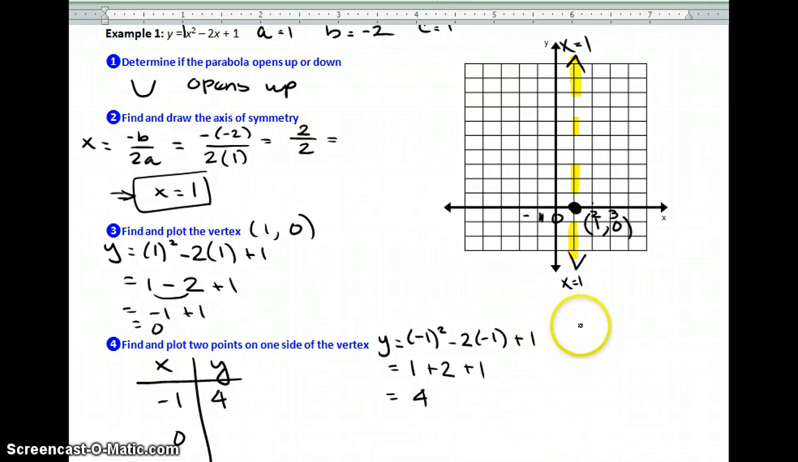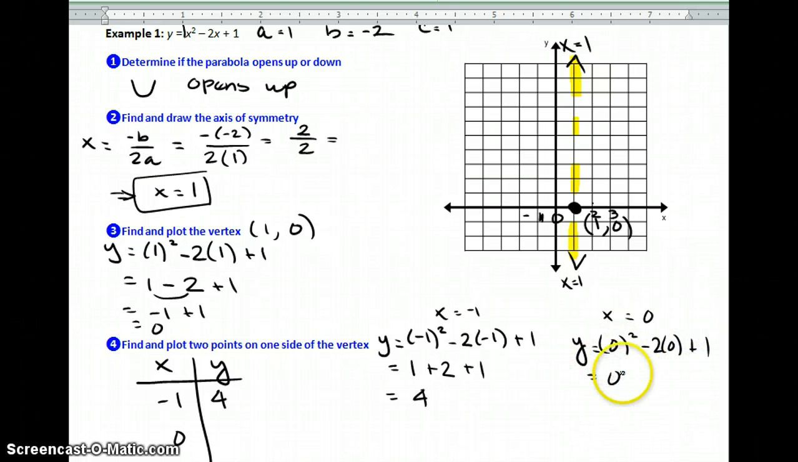And then I have to do the same thing for when x is equal to 0. So y is equal to 0 squared minus 2 times 0 plus 1. Well, 0 squared is 0, 2 times 0 is 0, plus 1 equals 1, which we kind of knew because the c is 1. However, people tend to forget that, so I don't stress it that much, because people stress about not remembering it. So (0, 1) is here, and then (negative 1, 4).